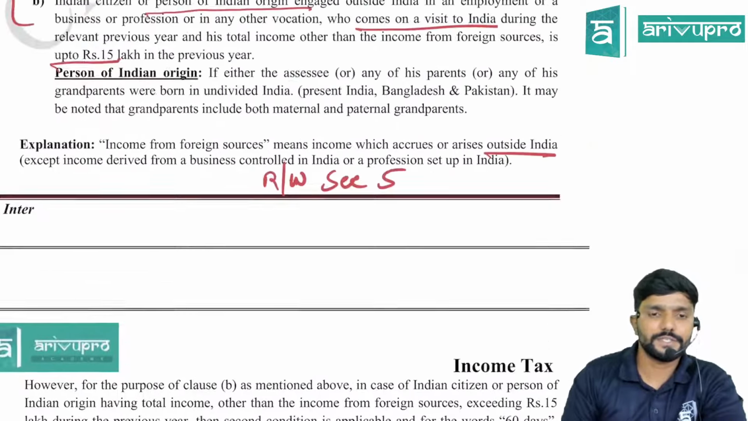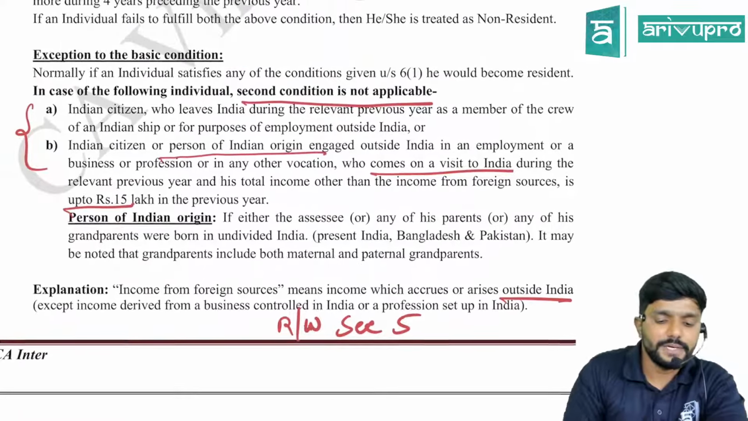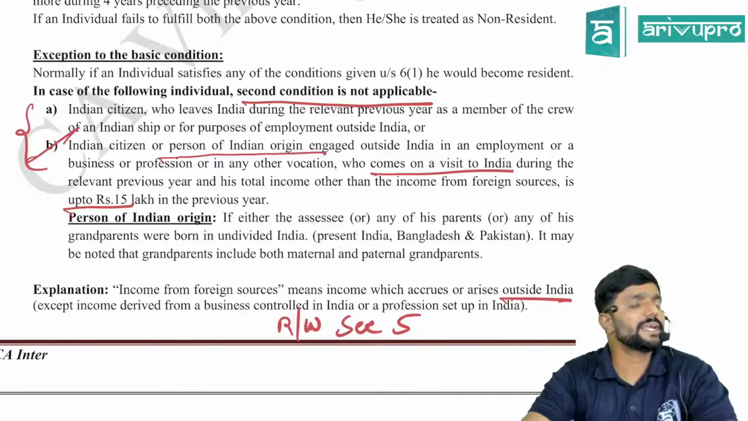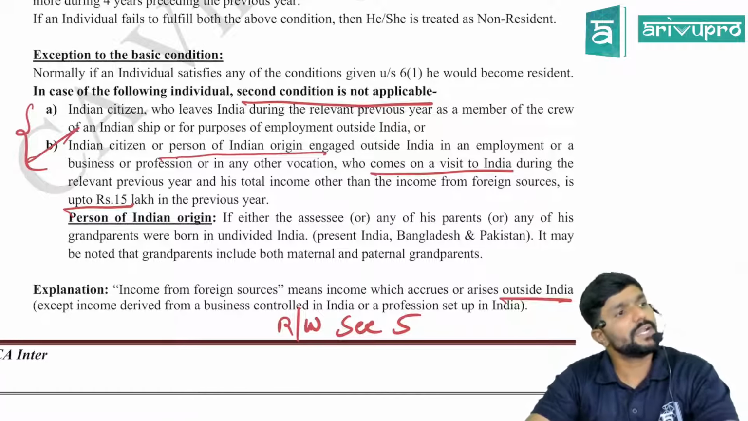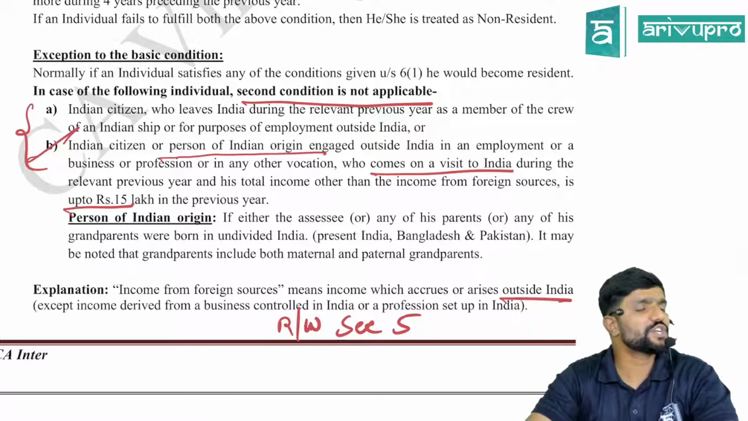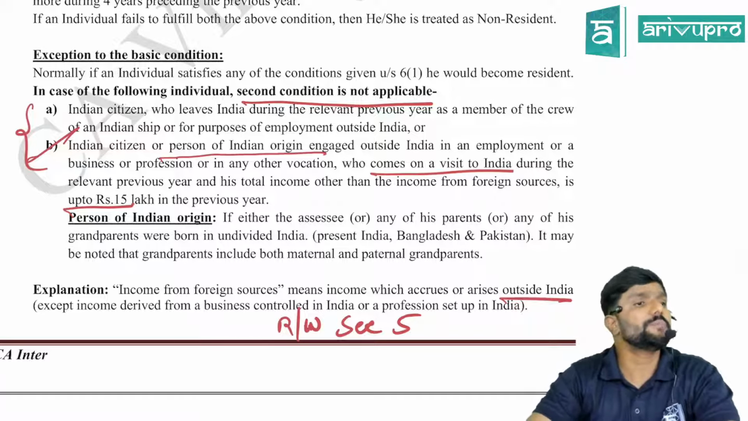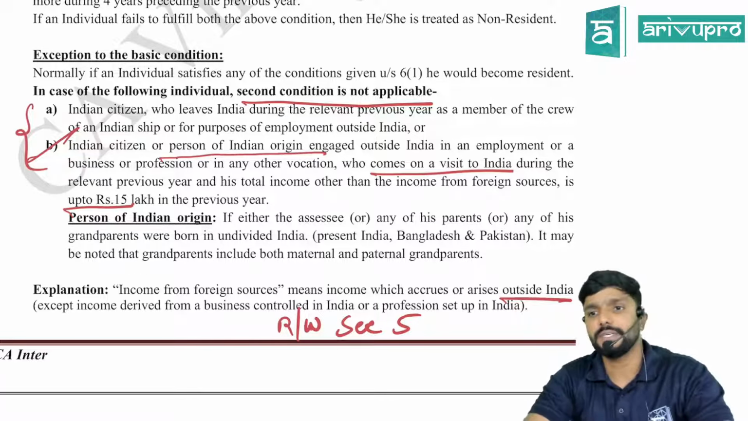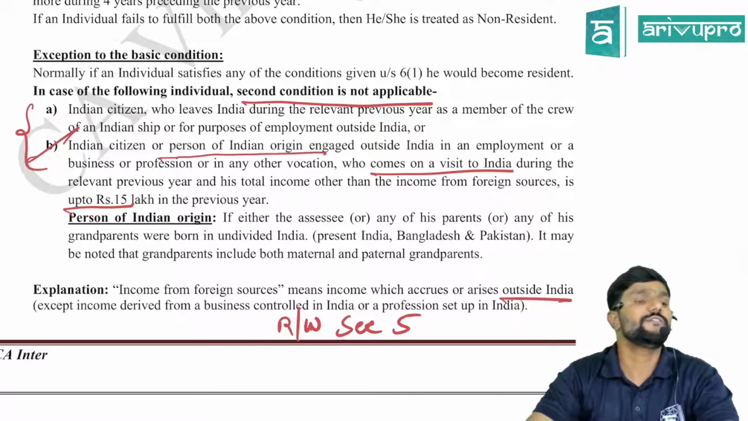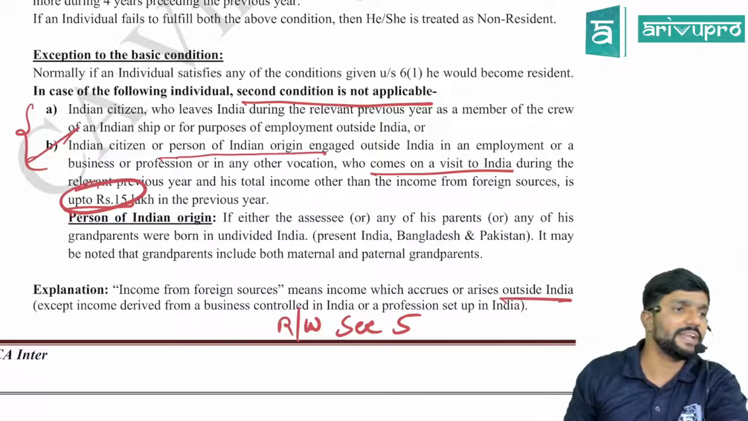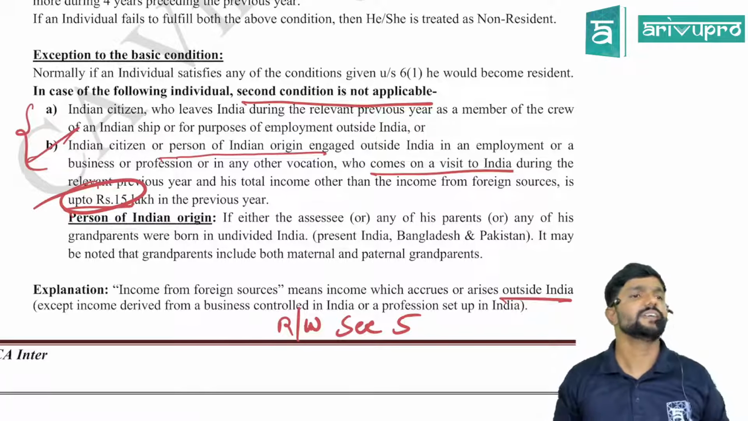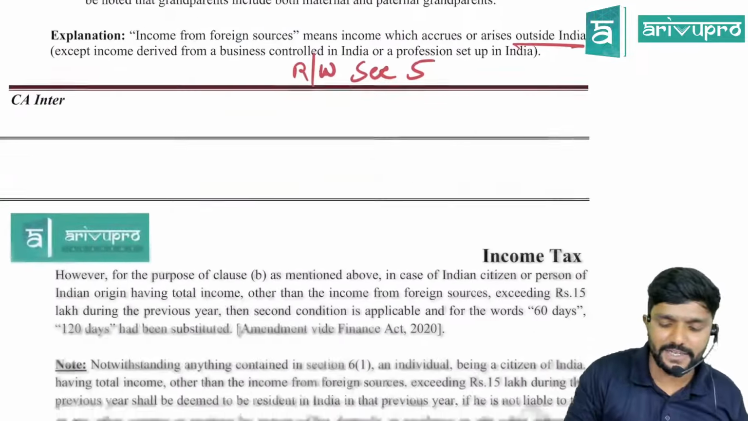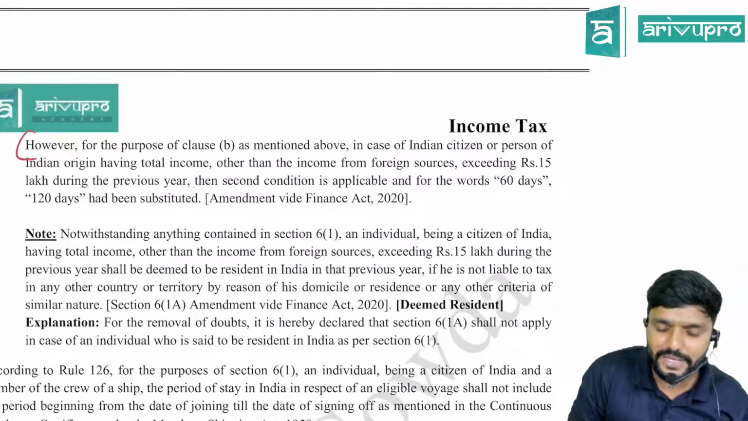Now, what was the point, guys? Second exception: an Indian citizen or a person of Indian origin who was settled abroad for business, profession, employment or vocation, now coming to India during the previous year for a visit, and his Indian income is up to 15 lakh. What if it is more than 15 lakh? Same story, all conditions same, but Indian income more than 15 lakh. That is covered in this scenario.